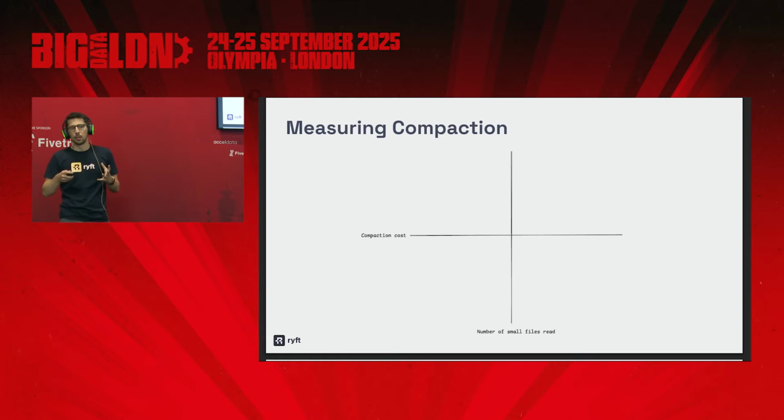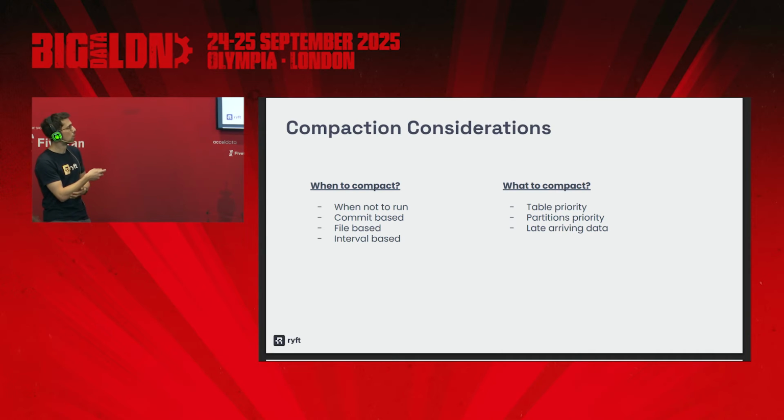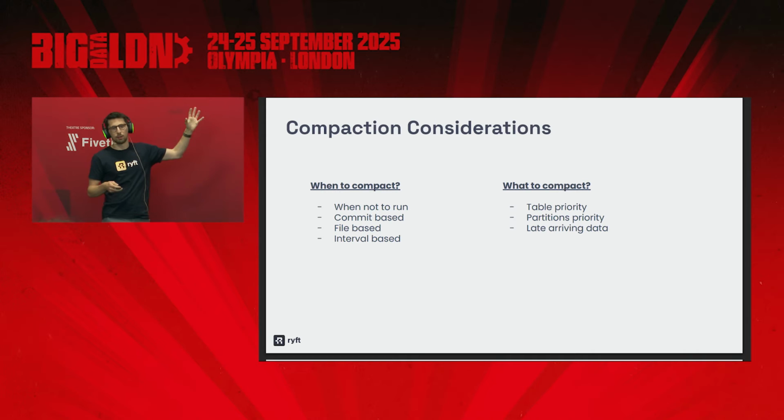So maybe it means that different tables need different compaction strategies. If you have tables that you're only querying once every quarter to make a report, they don't need an aggressive strategy. However, if there is streaming data that you're querying every minute, you probably want a much more aggressive strategy. So the main considerations are when to compact and what to compact. And there's a third thing, which is how to compact, and we won't cover that here.